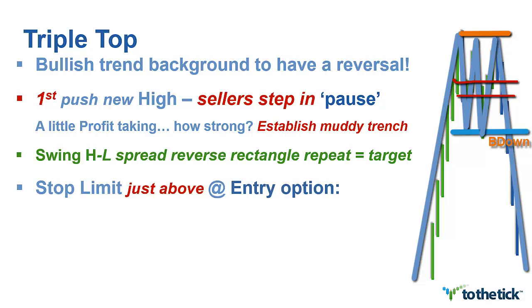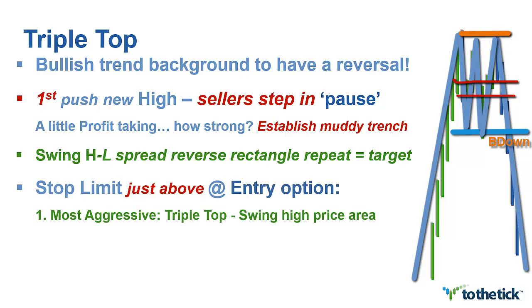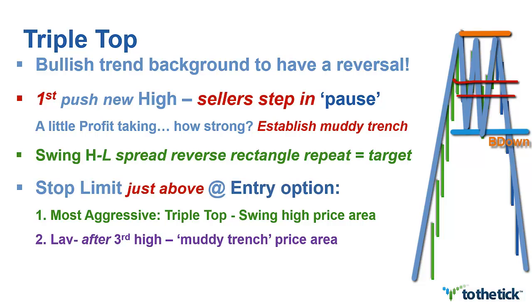And remember, there are 4 that I'm going to give you, 3 that are textbook, okay? Number 1, most aggressive, you're looking for a triple top entry in the swing high price area. Look for volume to help you. Realize those thrusting bars are often a big signal that they're turning around. Number 2 is a lav method, and it is after you've seen that third high already happen, and now you're looking in the muddy trench area.